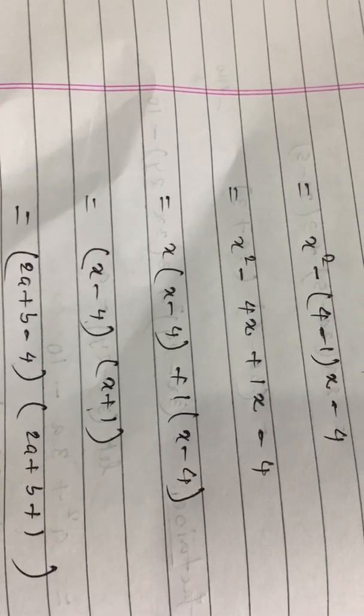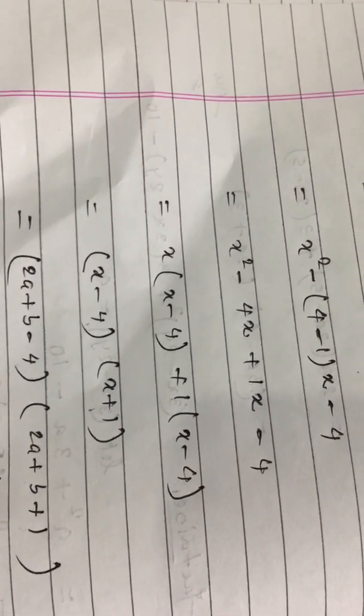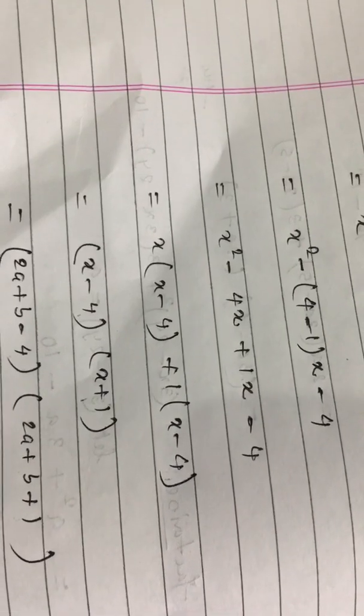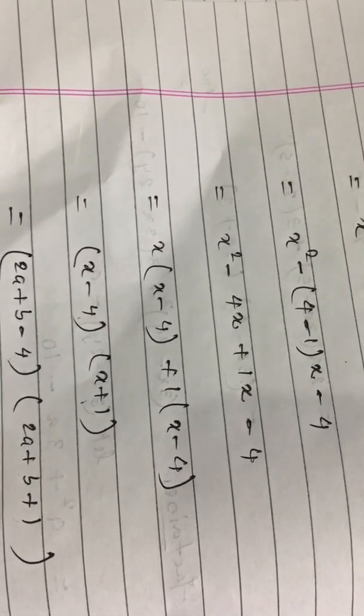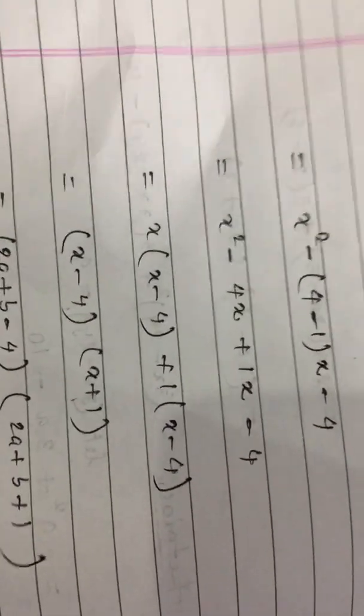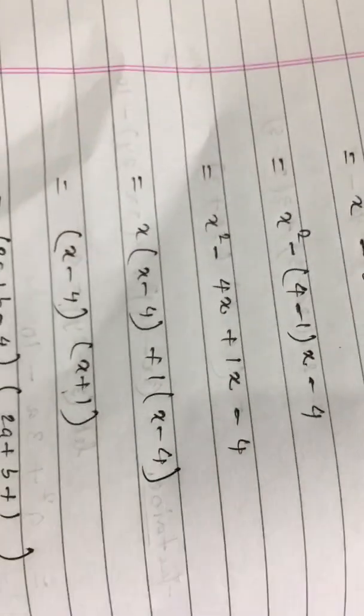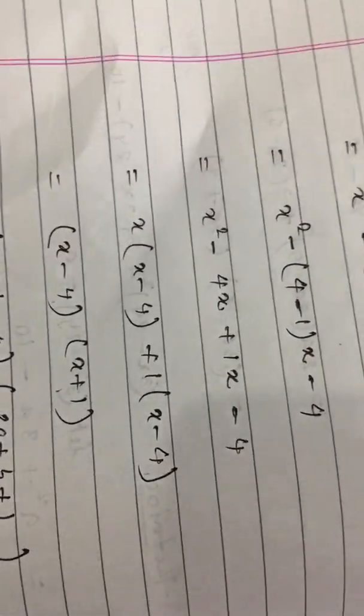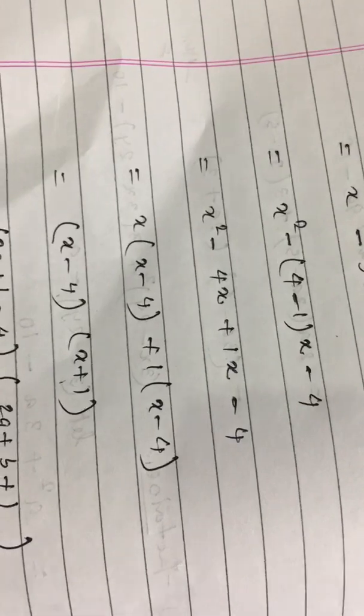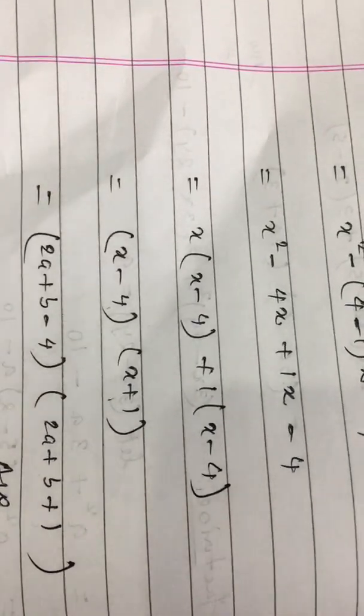So in the next video I will discuss the fourth and fifth types, that is factorization based on difference of squares, sum of cubes, and based on cubes. So thank you very much for watching the video.